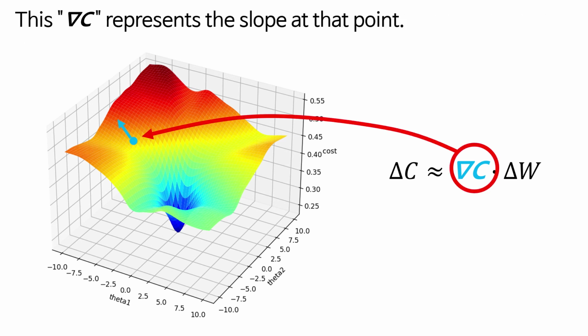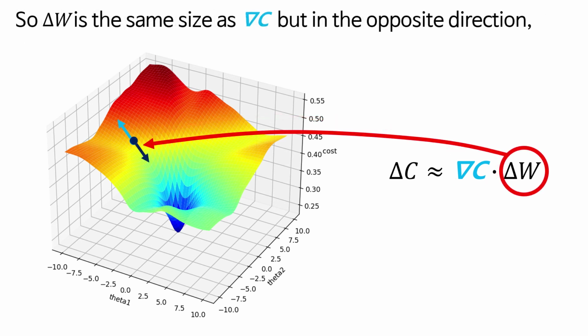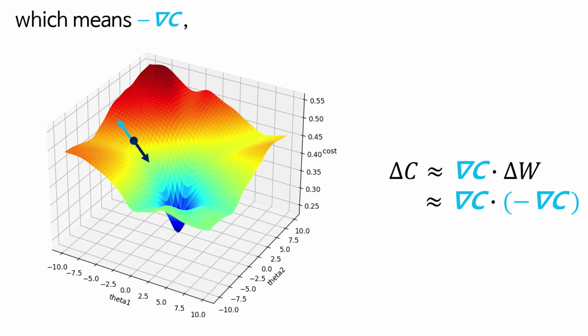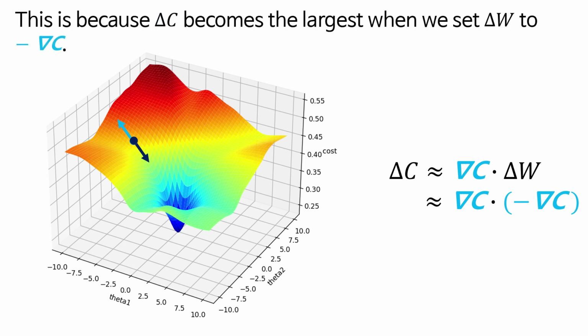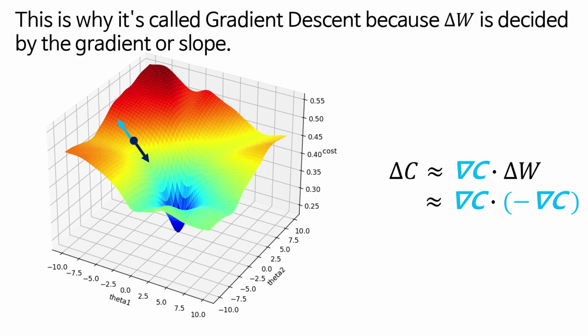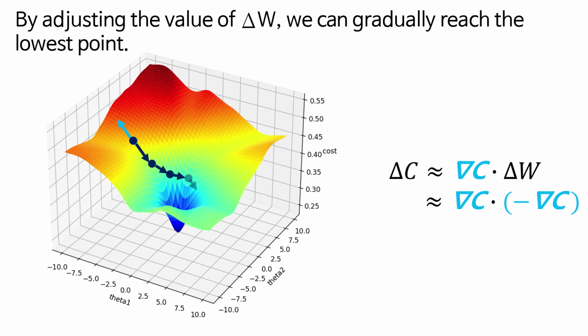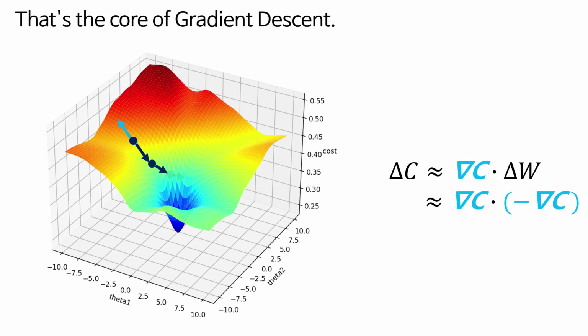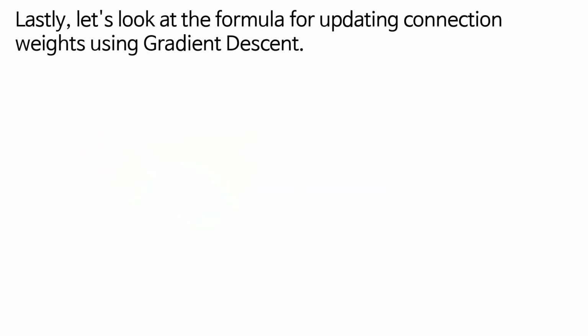This del C represents the slope at that point. So delta W is the same size as del C, but in the opposite direction, which means negative del C. This is because delta C becomes the largest when we set delta W to negative del C. This is why it's called gradient descent, because delta W is decided by the gradient or slope. By adjusting the value of delta W, we can gradually reach the lowest point. That's the core of gradient descent.